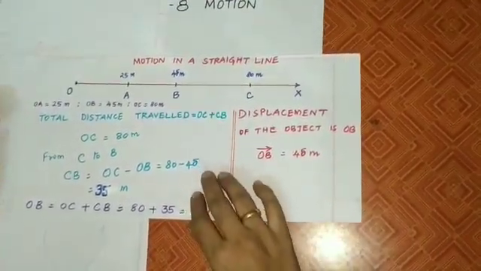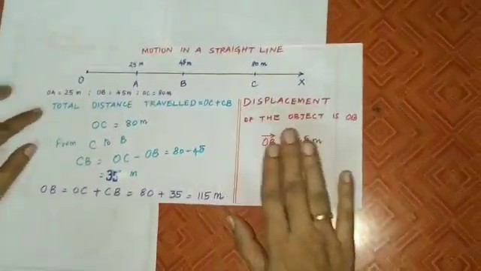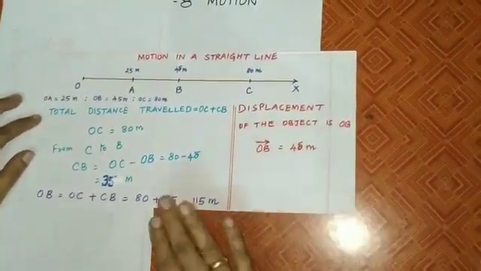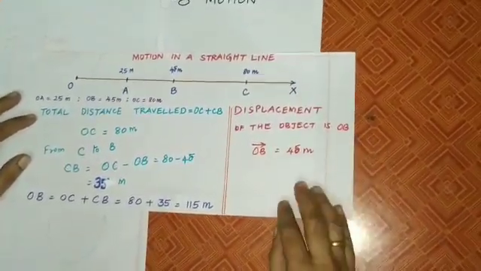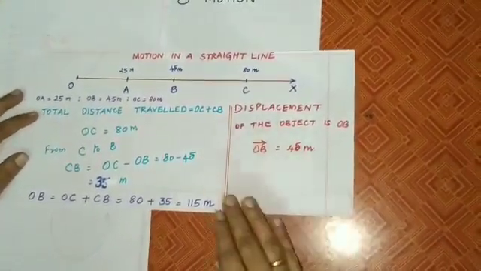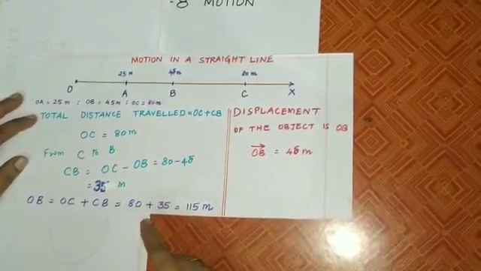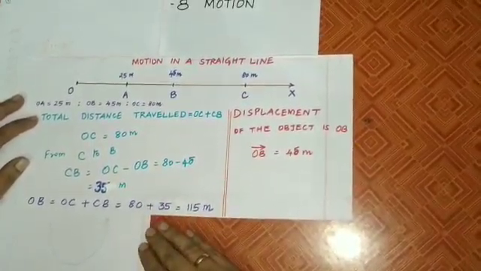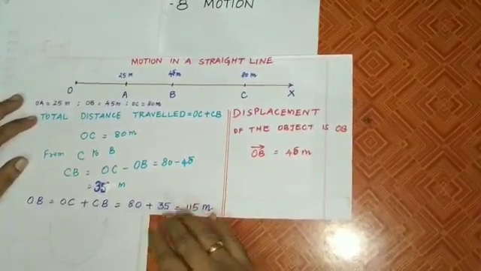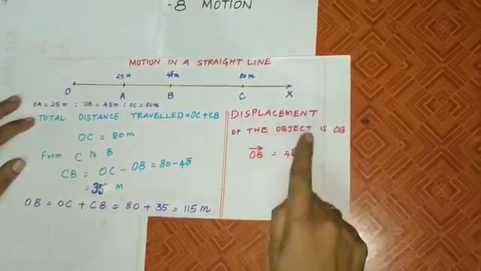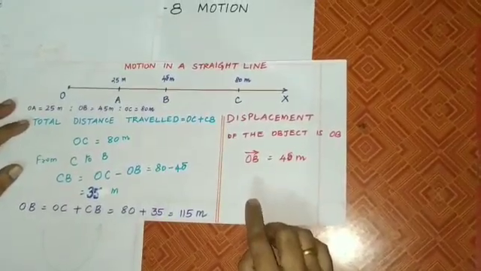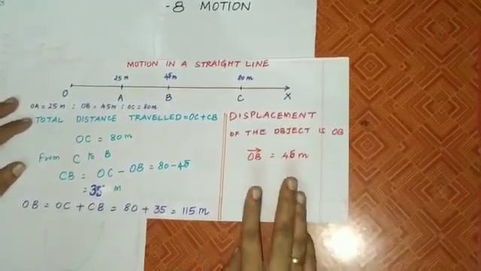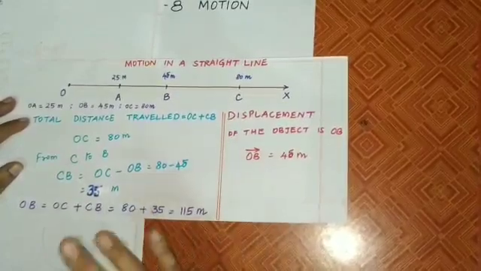So, you can understand the definition of the distance and the displacement with the example here. The definition of the distance is the length of the actual path traversed by an object during motion. And distance is a scalar quantity. The direction of motion need not be specified.